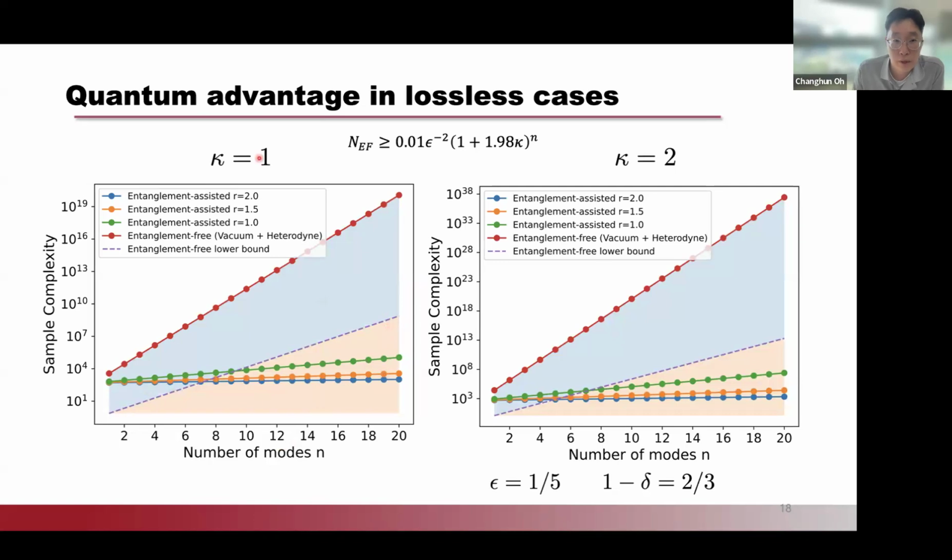For example, when kappa is equal to 1 and the number of modes is 20, you would need about 10 to the 4 samples to achieve a certain accuracy. But if you're not allowed to use entanglement, then you are going to need about 10 to the 7 or 10 to the 8 samples to achieve the same task. So you can see that there is a large advantage even in practice.